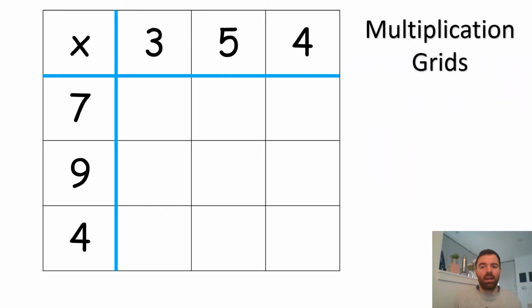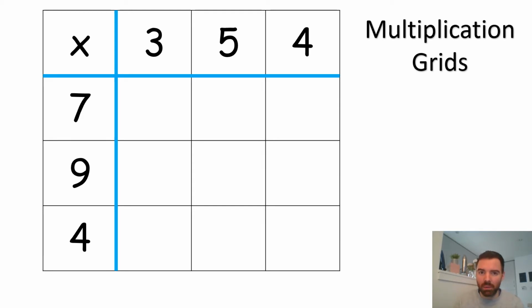Okay. Now, before we look at multiplication word problems, we need to know our times tables. And we've been looking at our 2, 3, 4, and 5 times tables. I've seen some great work. So I'd like you to pause the video and give this multiplication grid a go.